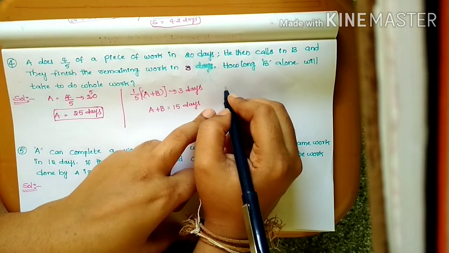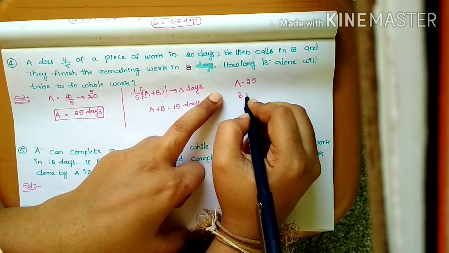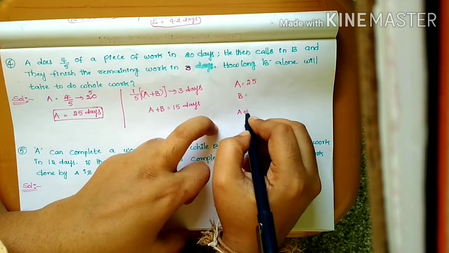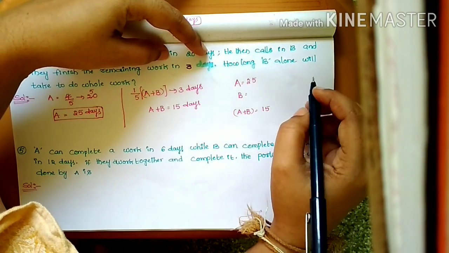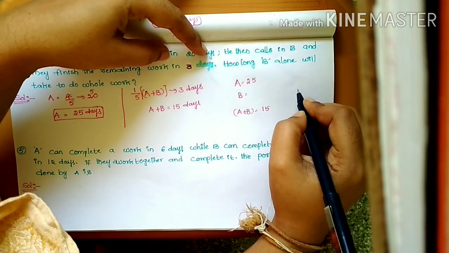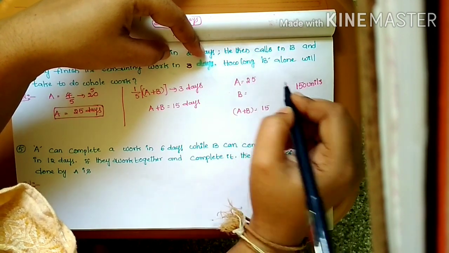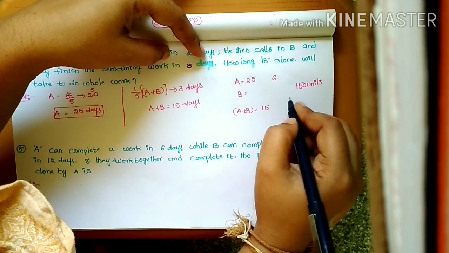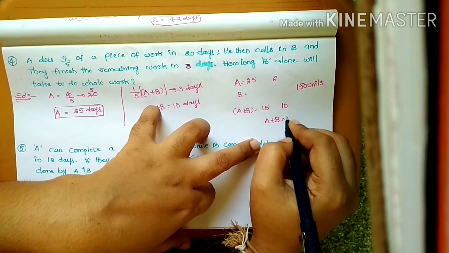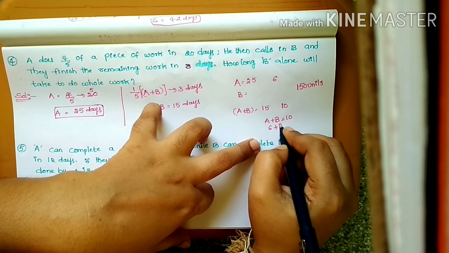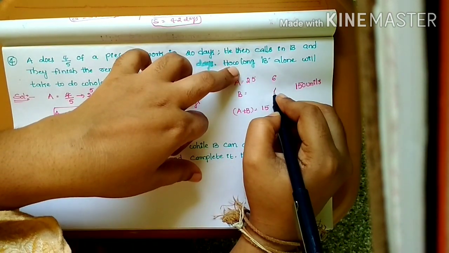So A is equal to 25. B is equal to, we don't know. A plus B is equal to 15 days. What is the LCM? LCM is 75, 150. Total 150 units. 25 times 6. 15 times 10. Total A plus B is equal to 10. So A is 6. So B is 4.